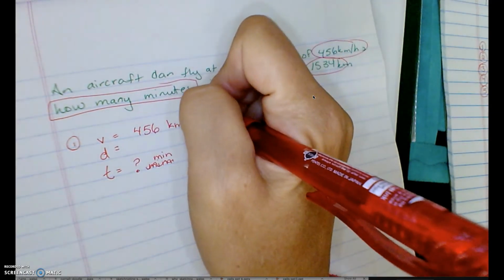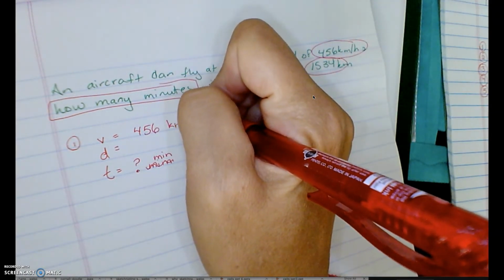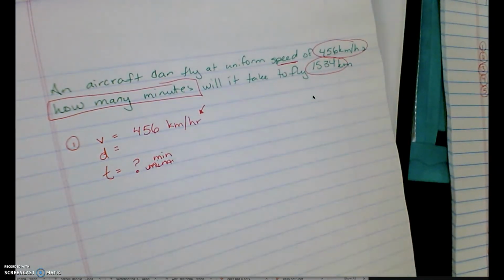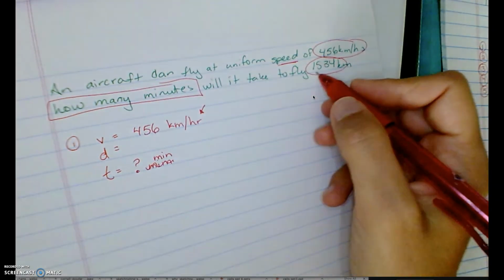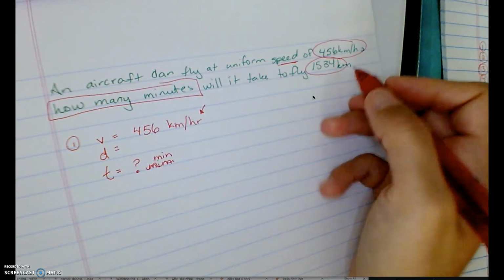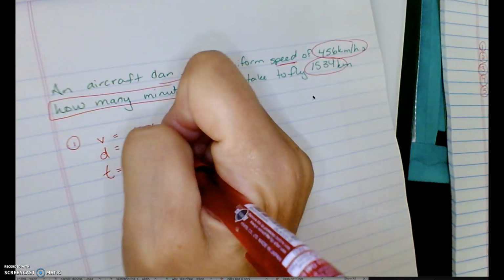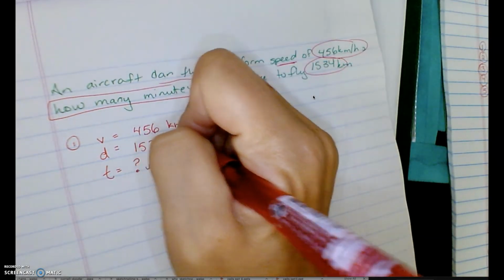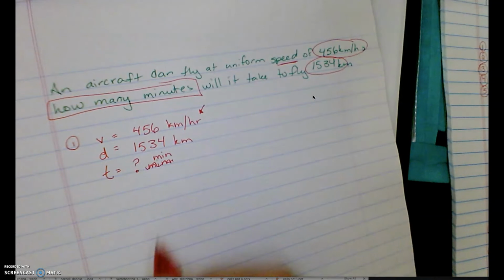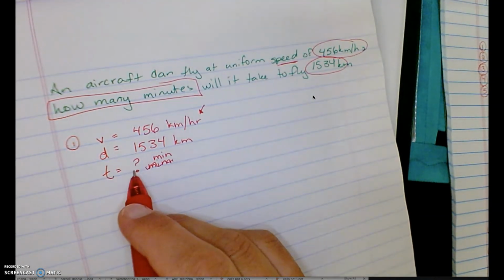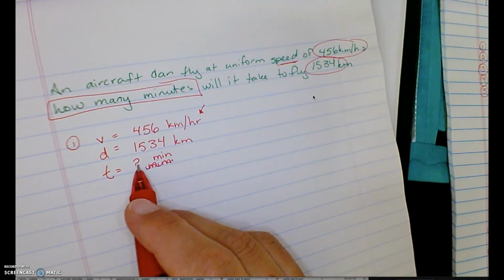Now I can tell right away that's going to be a problem because we have a speed in hours here. So we'll have to do a conversion at some point. And then what's it saying? Will it take to fly this many kilometers? So that's a distance. Let's put that here. All right, there. Now we have V, we have D, and we have T. That's what we're looking for.